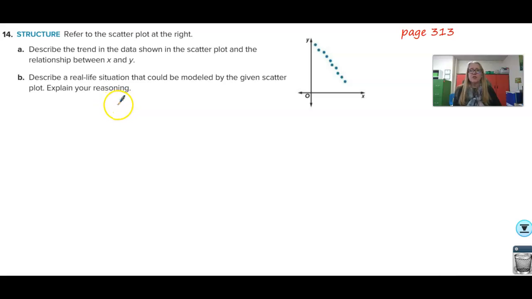Describe the trend in the data shown in the scatter plot and the relationship between x and y. Well, that is a negative correlation. Describe a real-life situation that could be modeled by the given scatter plot. Explain your reasoning. This is me shopping. Okay, this is just my explanation. Here I am. I start my Christmas shopping with my Christmas Club check. And then as I buy more and more presents, my Christmas funds dwindle until eventually they would hit zero. I always spend all my Christmas money. That's just my explanation. You can make up your own.